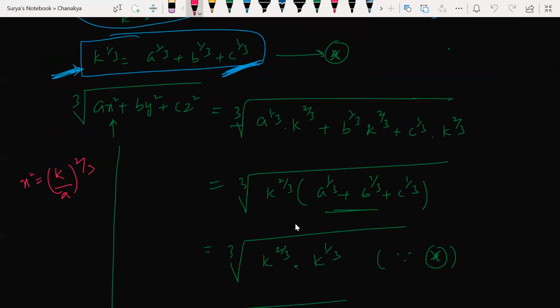Sir, if we have to find two irrational numbers between root 3 and 2, how can we find? Can you repeat the question again? Find two irrational numbers between root 3 and 2. This is the question, sir.